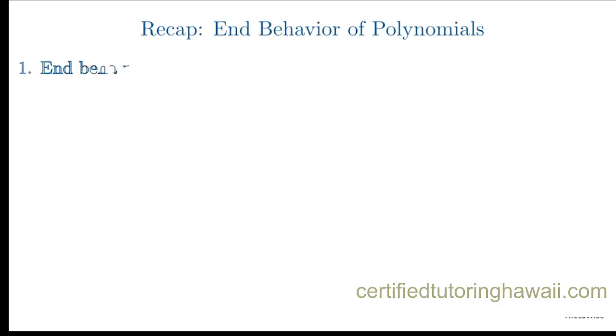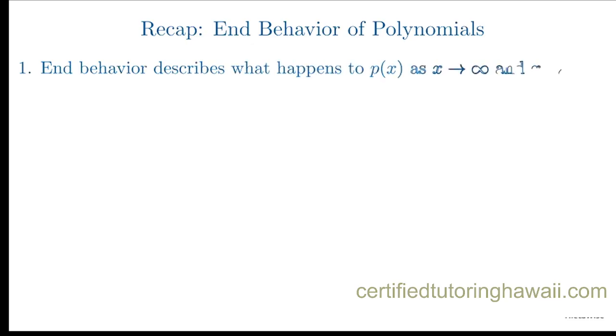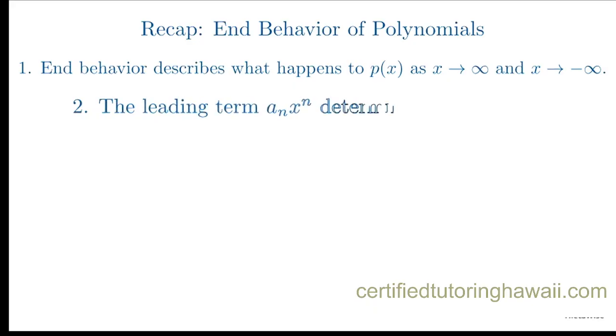We learned about the end behavior of polynomial functions. First, we defined end behavior as what happens to the function's output as x approaches positive and negative infinity. This is the behavior at the graph's extremes. Second, we established the leading term rule, which says that only the term with the highest power of x determines this behavior, as it dominates all other terms for large x values.